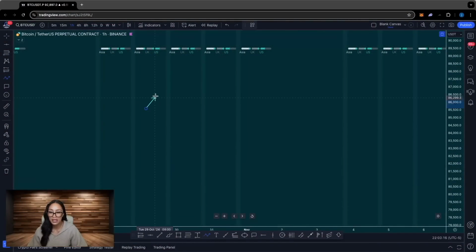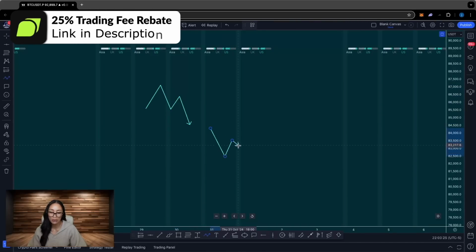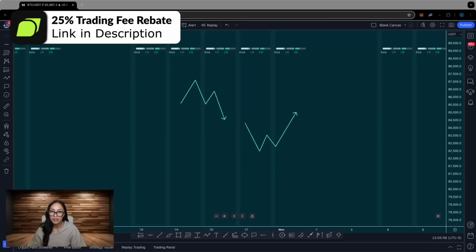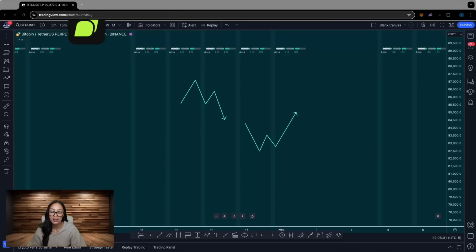But what is an M&W? An M is simply a high followed by a lower high, and a W is simply a low followed by a higher low. The concept is simple, but if you were to take what I just said and apply it to a chart, you're going to find M's and W's everywhere. So let's start with the perfect M.